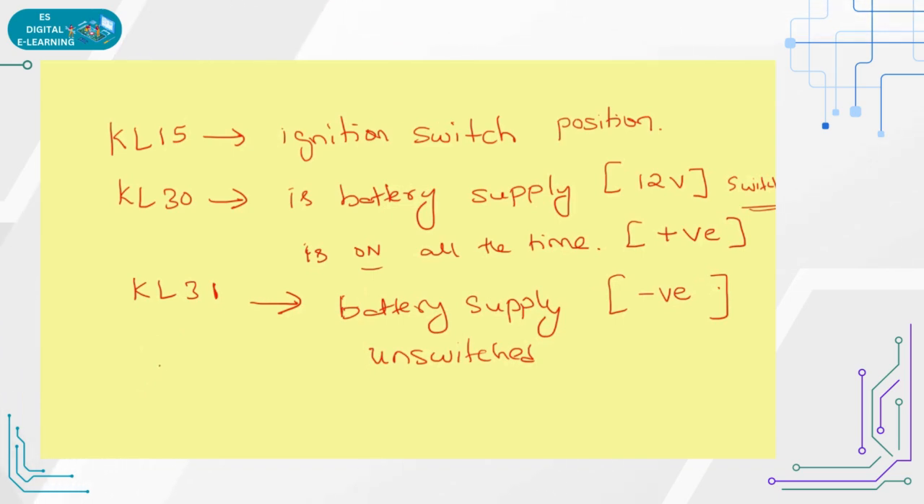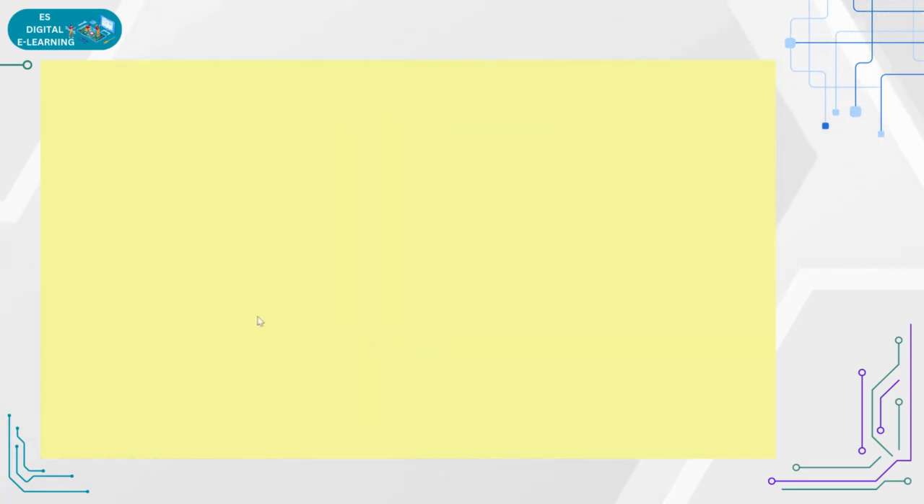Now in other vehicles, we have a KLR, specifically for the remote access. It's not required as of now. So these are a few terminologies you need to remember to understand the real things.